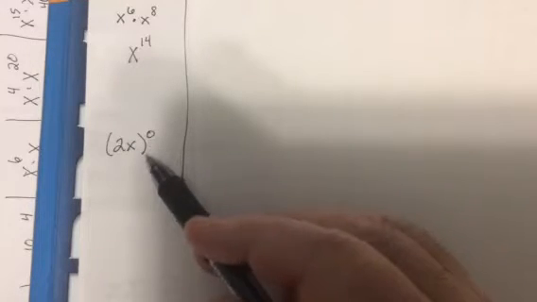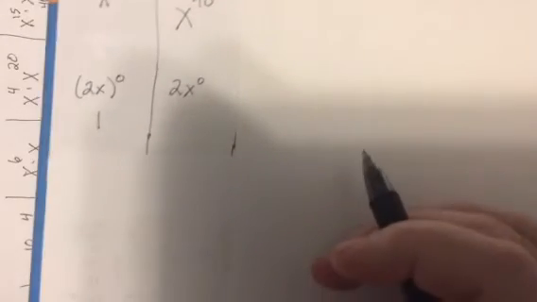Now we got some tricky problems here. Notice there's parentheses, so the 0 affects the whole term. So this is 1. Anything to the 0 power is 1, except for what number? That's right, 0. Can't raise 0 to the 0 power.